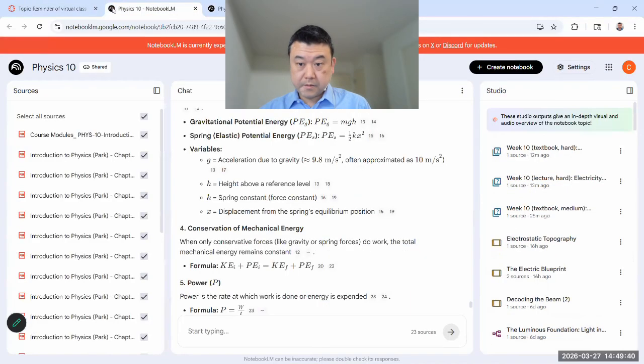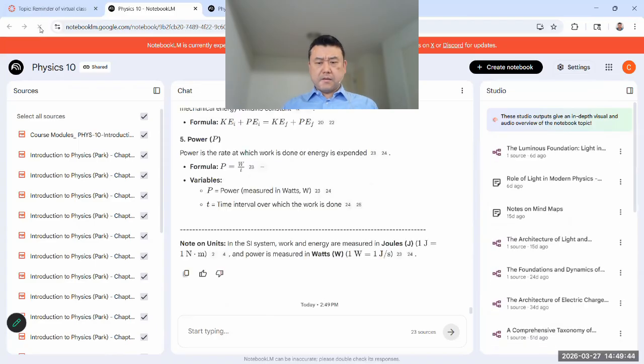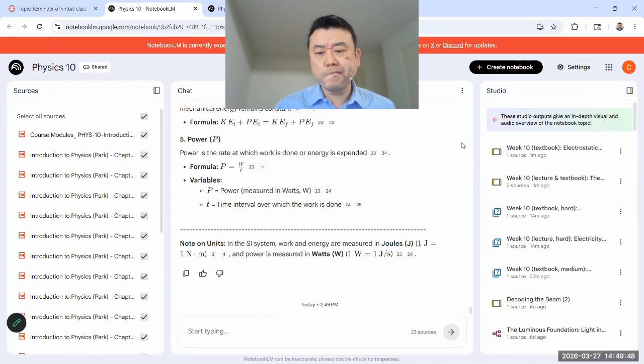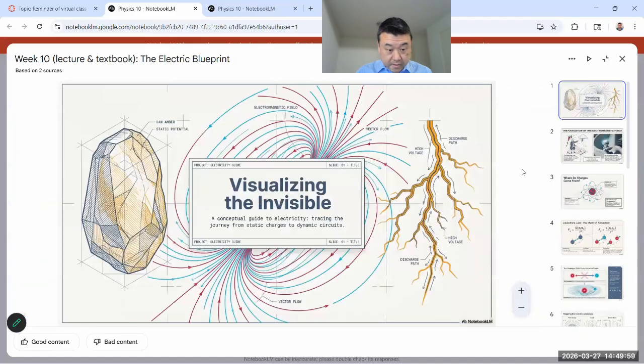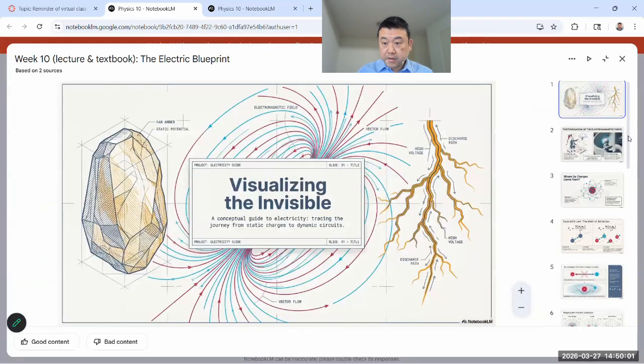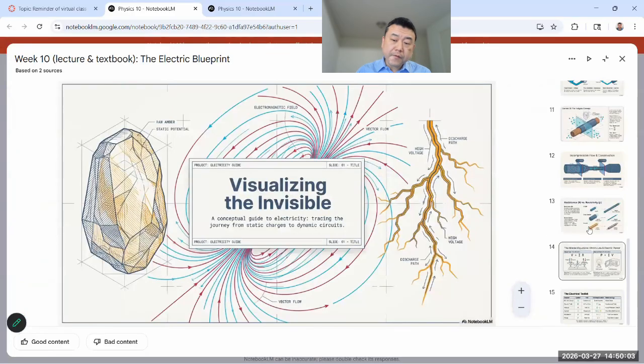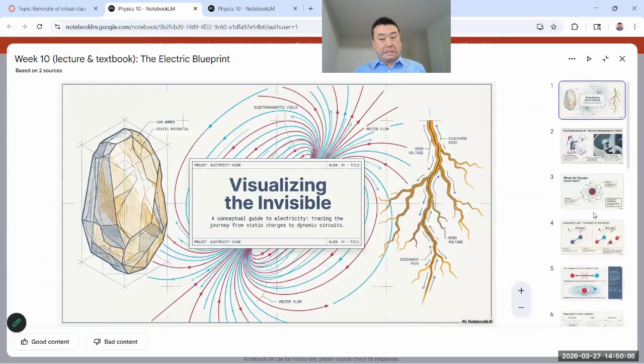So let me look at the slides. I think I will flip through the, let me look at the two source slides first. So this is the combination of lecture and textbook. And again, because this is a long lecture, I think this is also kind of long. It has, well, 15 slides isn't that long. So I don't know. Maybe they skipped out some stuff.